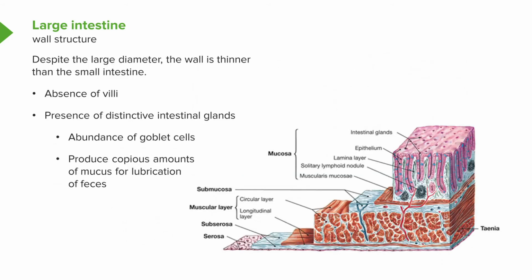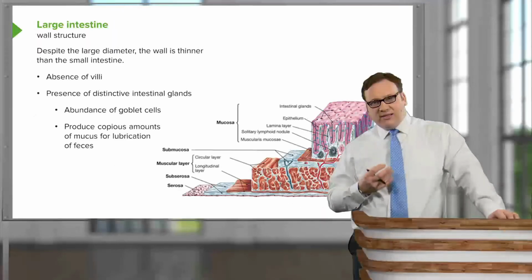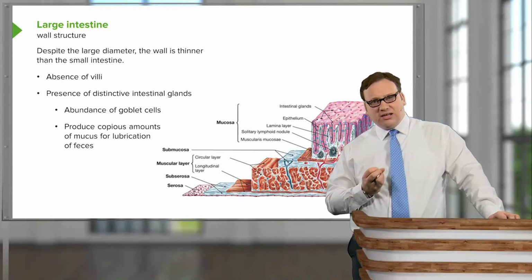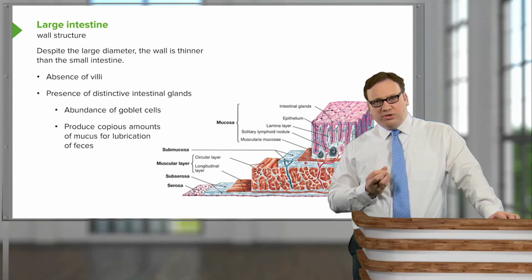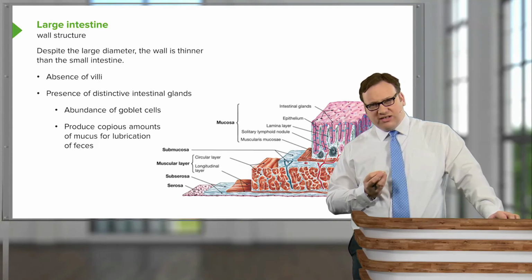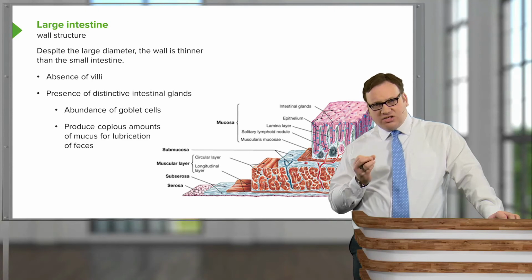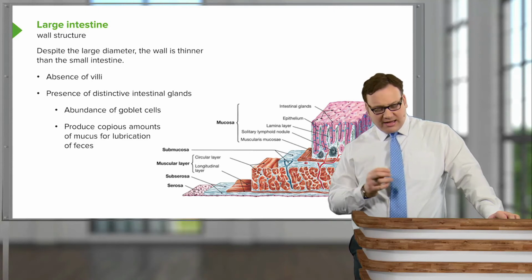If we look at the structure of the large intestine, its wall, we see that it has a larger diameter than the small intestine, but the wall is actually a lot thinner. There's an absence of villi, so we don't have this big surface area, which is enhanced by the villi in the small intestine. This is indicative of the fact that it's not that active in absorption. It's just absorbing some water and vitamins. Its main priority is to store feces and to allow for their defecation.